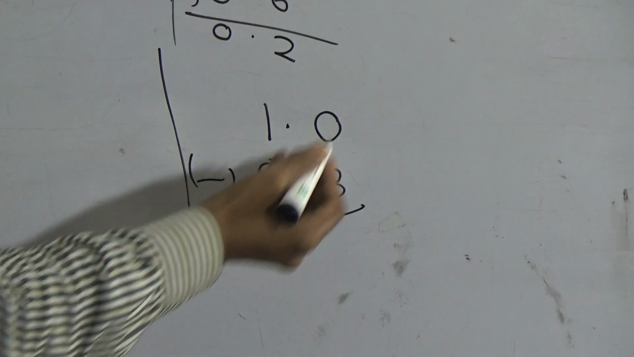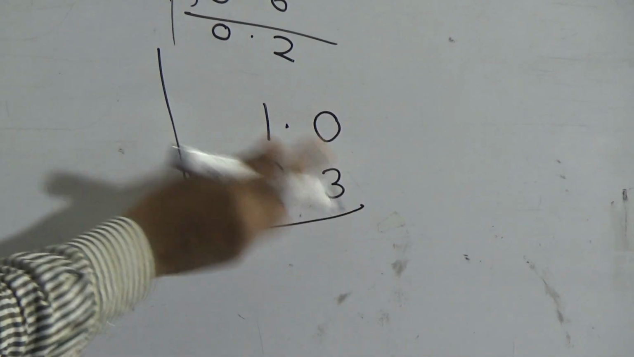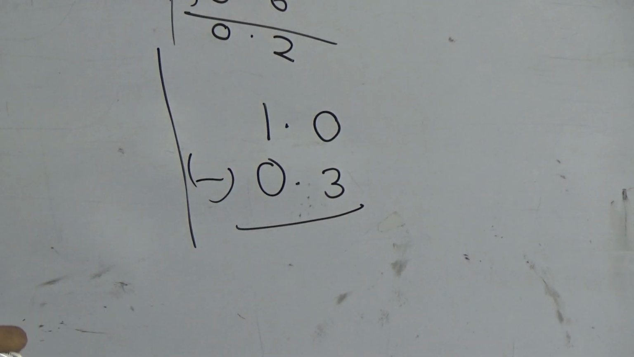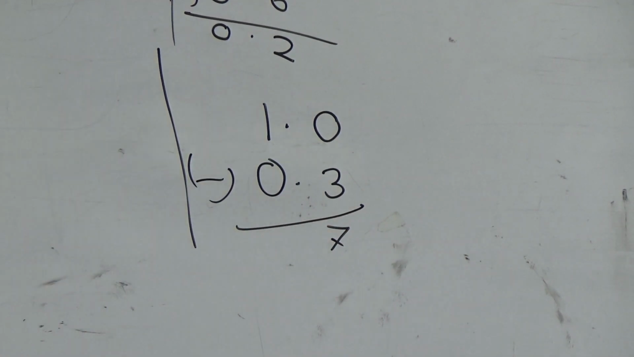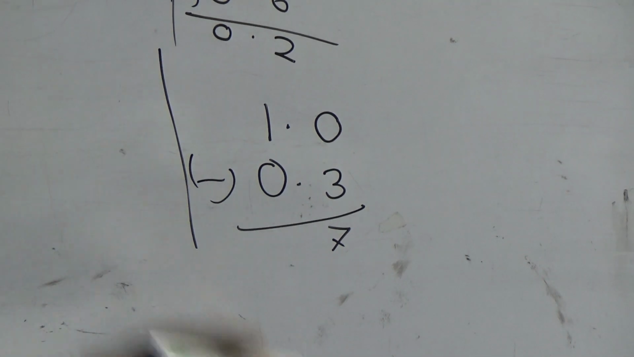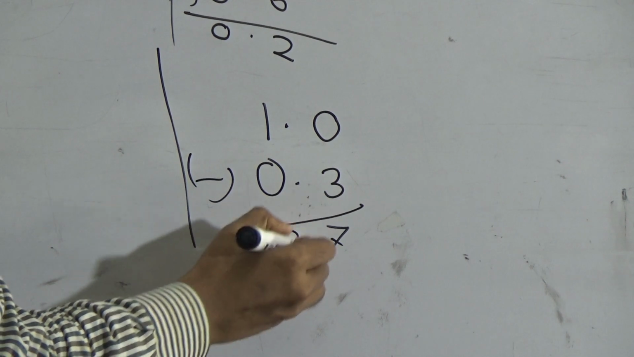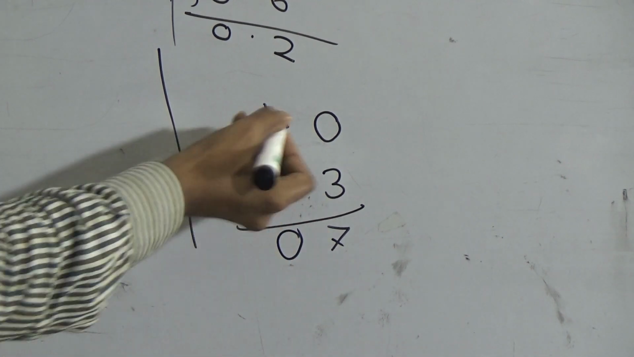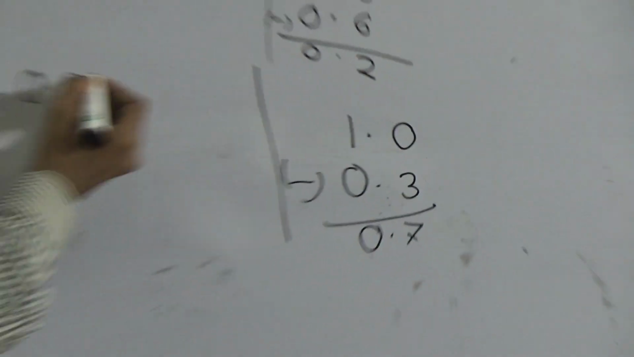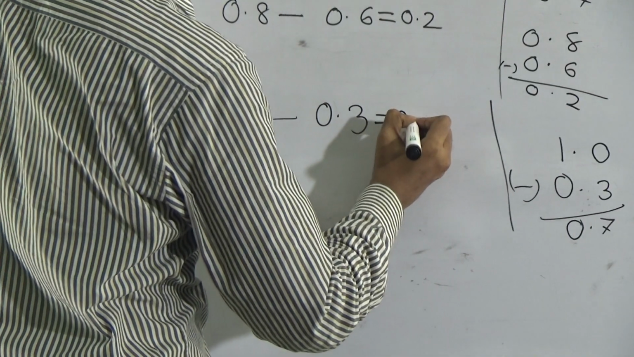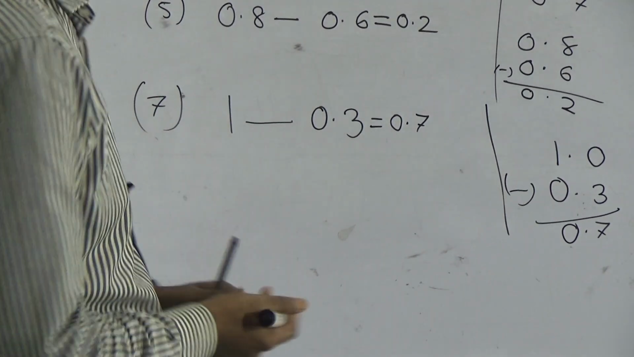Okay. 0 minus 3. We cannot subtract 3 from 0. So we can consider 0 as a 10. 10 minus 3 equal to what? 7. And you have 1 in your hand. Okay. 0 plus 1. That means 1. 1 minus 1. That means what? 0. Okay. Now we put the point. There is a point, so we put the point. Okay. That means we have got 0.7. Okay. Like this way you may solve.